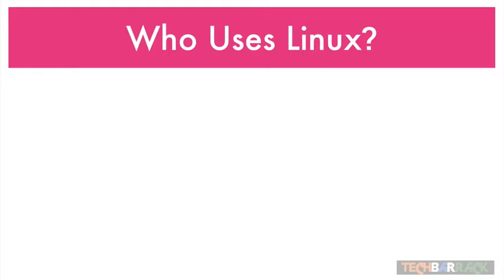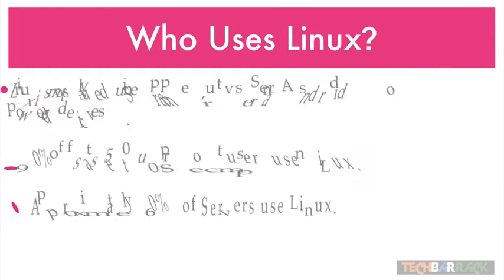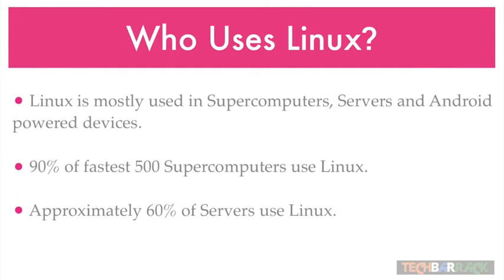Who uses Linux? Linux is mainly used in supercomputers, servers, and Android powered devices. Supercomputers are the fastest computers in the world. They can do a large number of arithmetic calculations in a single second. 90% of the fastest 500 supercomputers use Linux. That gives us a hint that Linux is the fastest operating system.